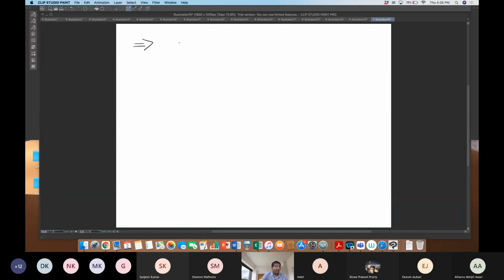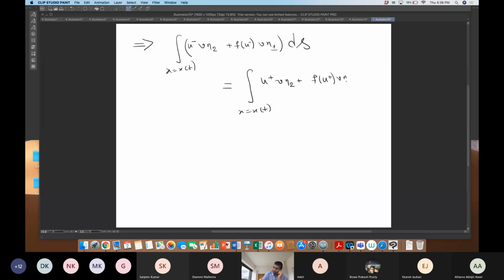This implies we have the integral over x equal to x(t) of u minus v ν2 plus f of u minus v ν1 ds is equal to the integral over x equal to x(t) of u plus v ν2 plus f of u plus v ν1 ds.